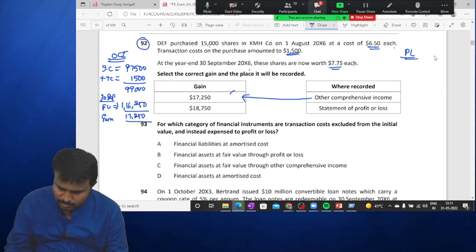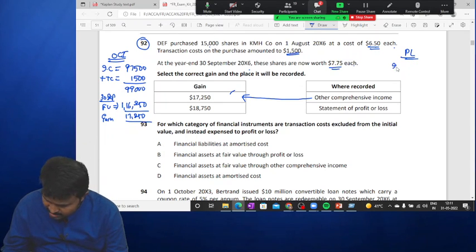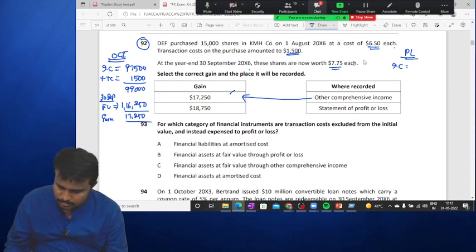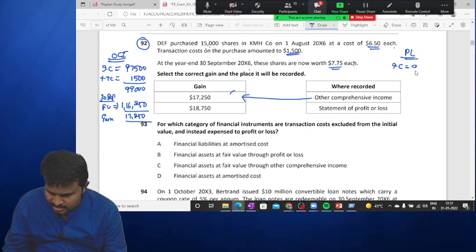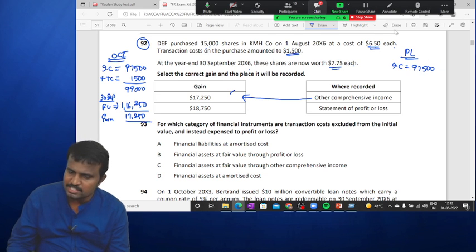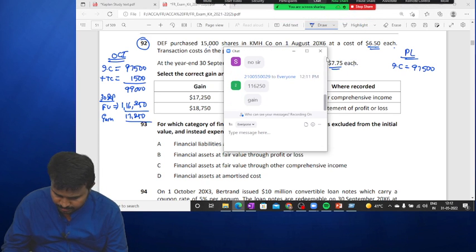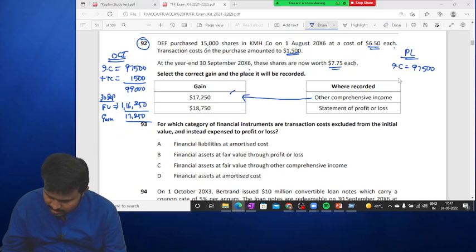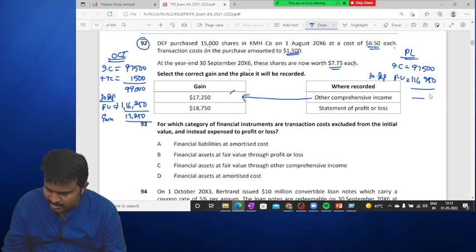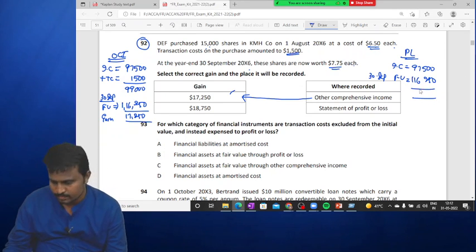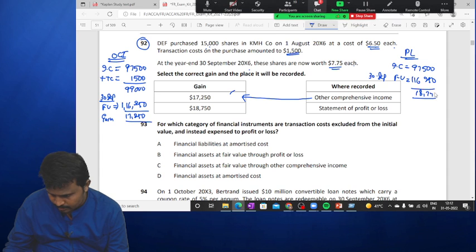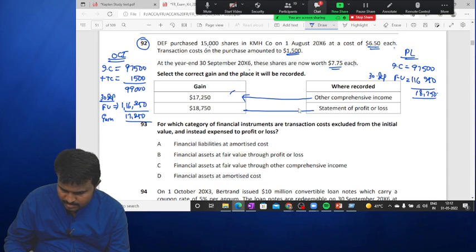Now profit and loss, fair value through P&L. Then what is the initial cost? 97,500. Shall we consider transaction cost here or not? No. Then what is the fair value on 30th September? 116,250. What is the gain? Then this is the amount.